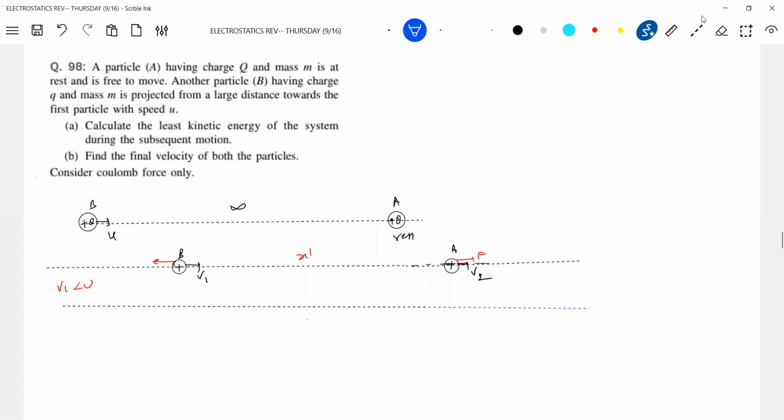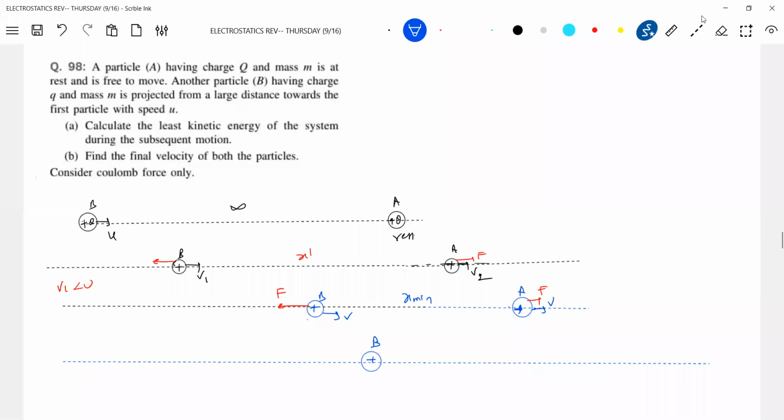So when both are having common velocity, how can we say that this is the minimum distance? I'll call this x minimum. Very next moment, what conditions will arise? The same direction velocity. Same direction. The arrow should be like this.